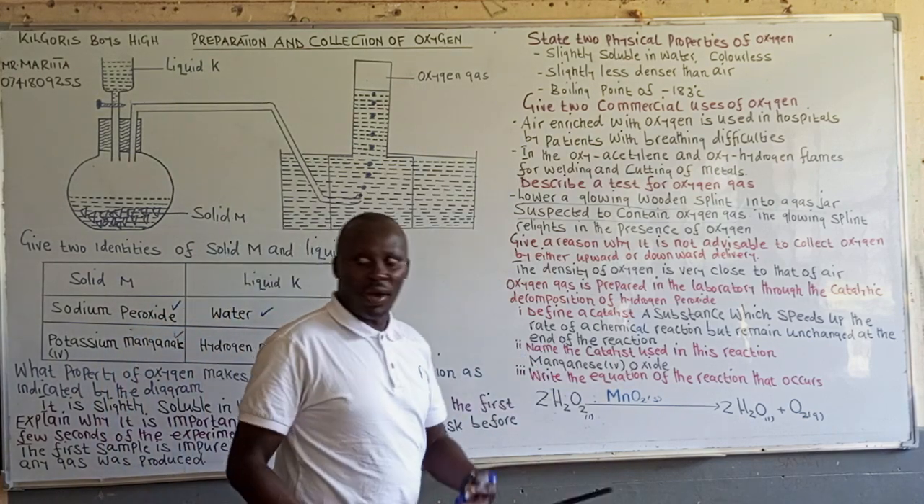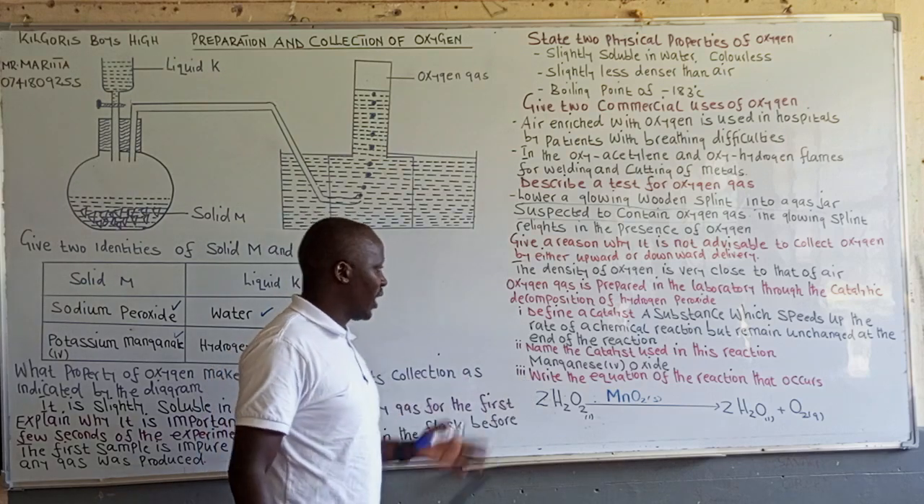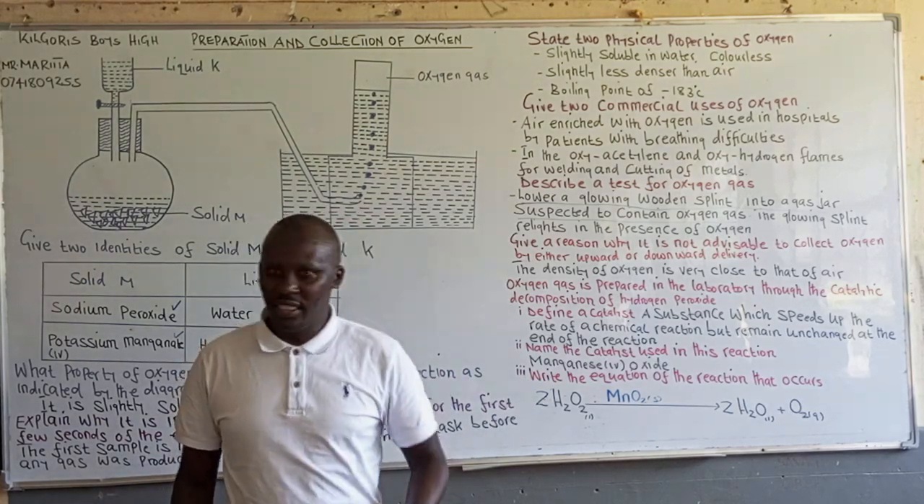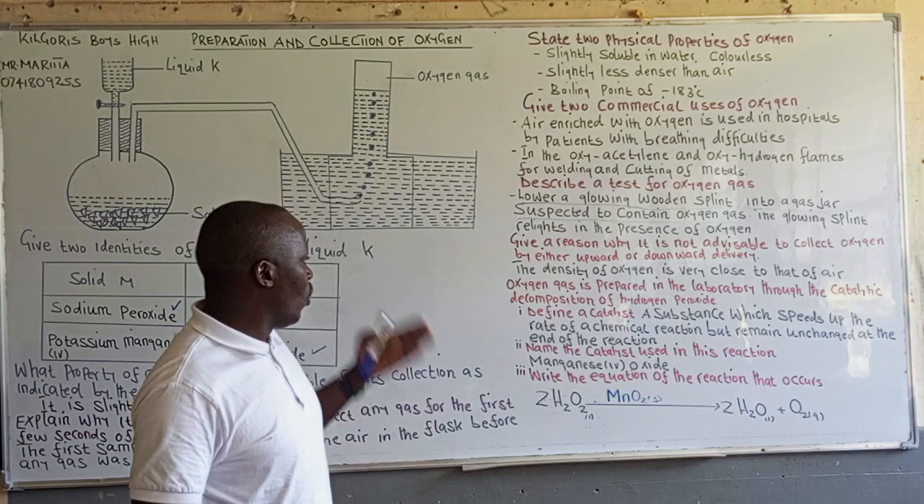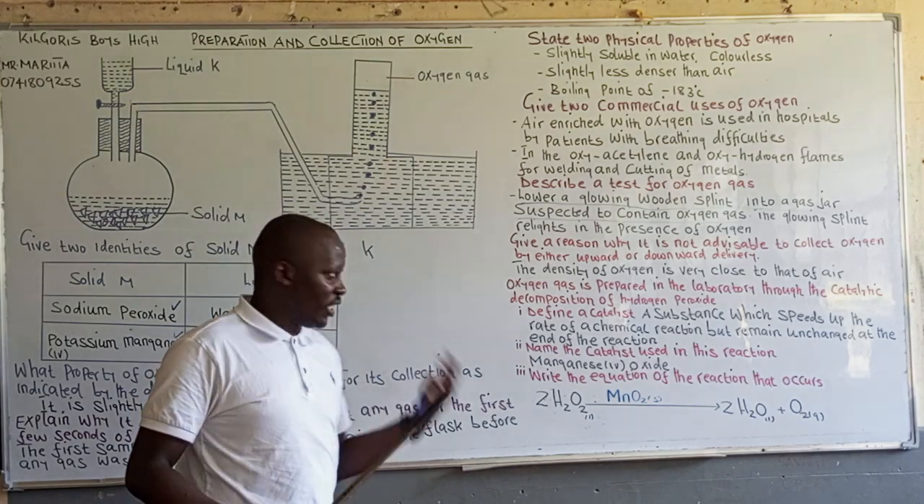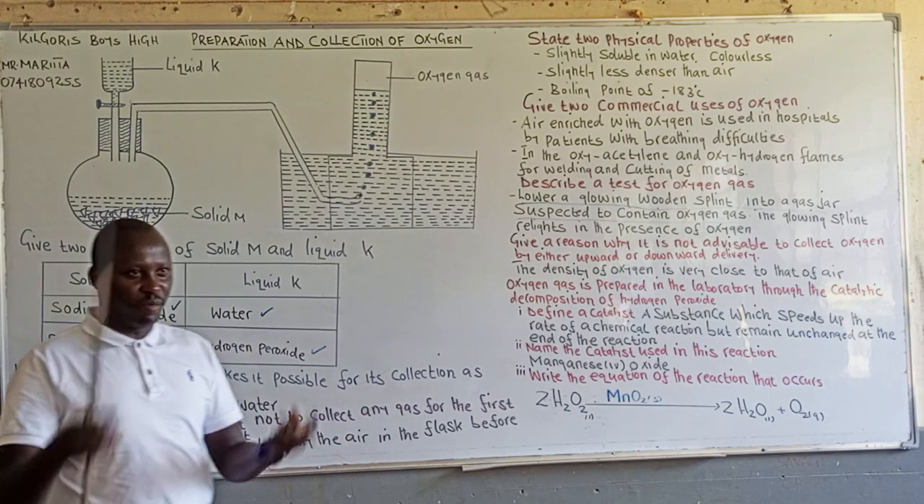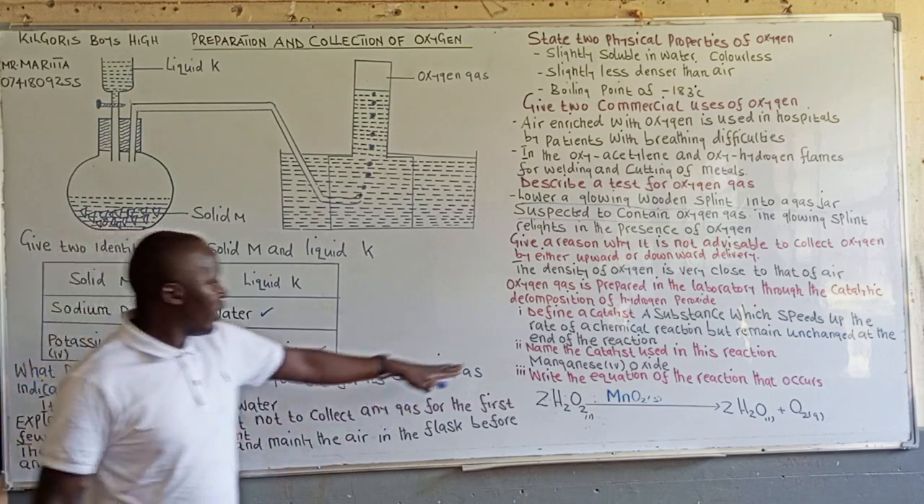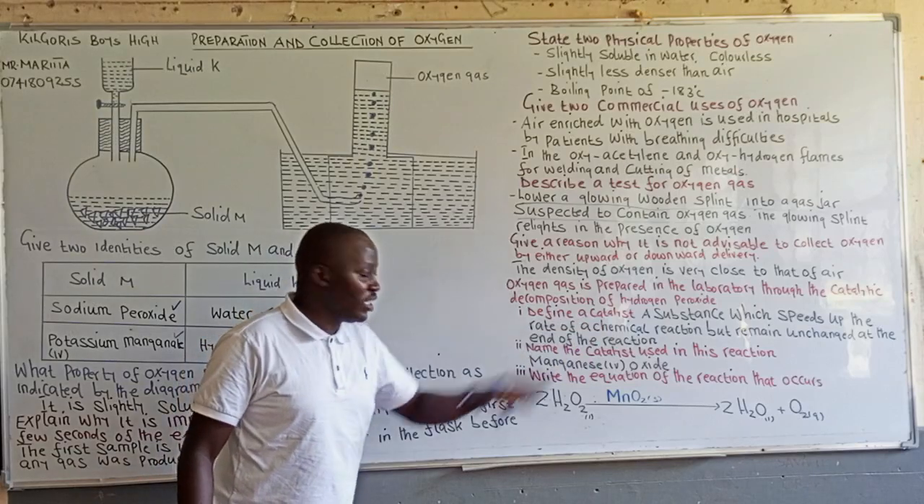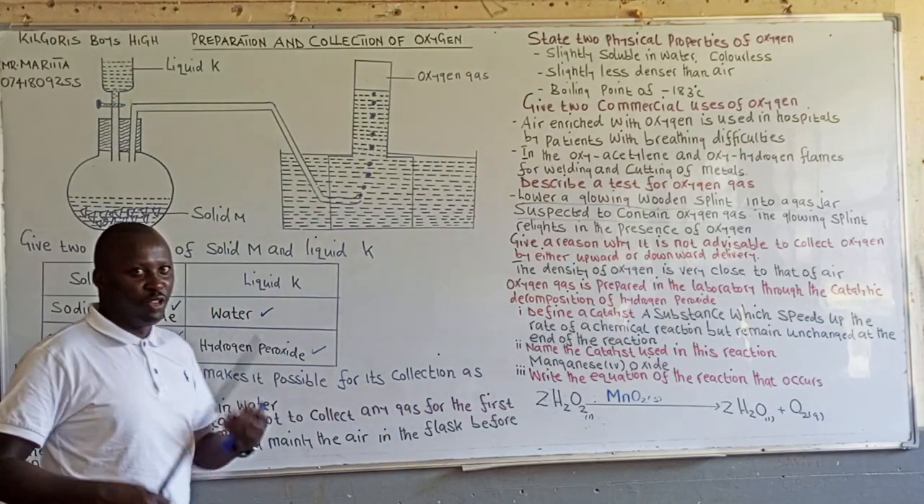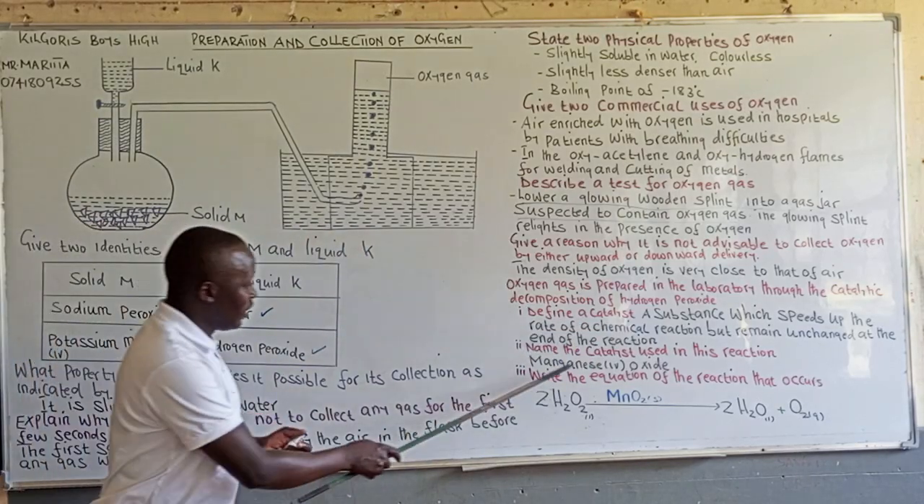Then define the term catalyst. What do you understand by the term catalyst? We say that a catalyst is a substance which speeds up the rate of a chemical reaction but remains unchanged at the end of the reaction. That's a very simple definition of a catalyst. Then, of course, name the catalyst used in this reaction. The catalyst normally used in this reaction is manganese 4 oxide.